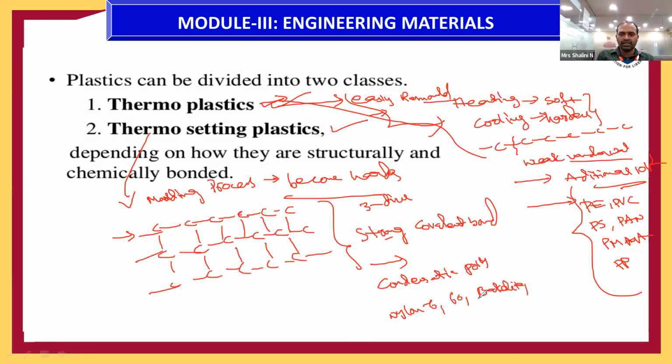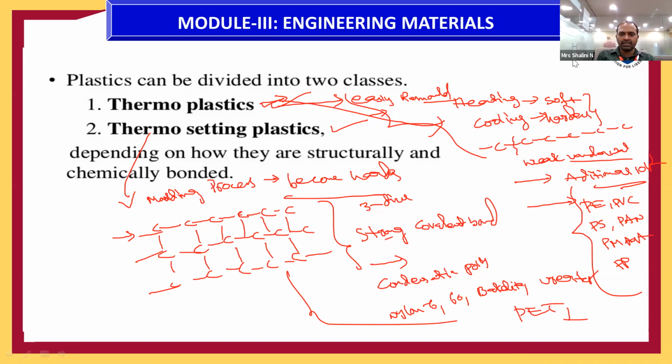So thermosetting resins. Plastics are mainly classified into two types: thermoplastics and thermosetting. Thermoplastics soften on heating and harden on cooling. Thermoplastics contain long chain hydrocarbon atoms, so between the carbon to carbon, weak van der Waals forces are present. That's why they break easily. That means when we give temperature, they soften, and after cooling, they harden.